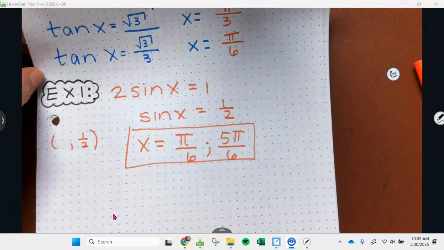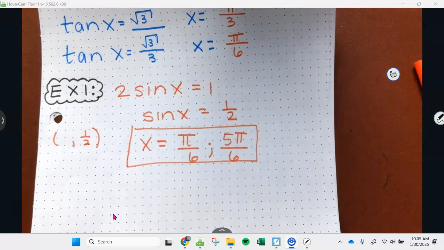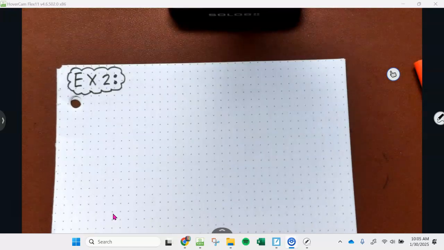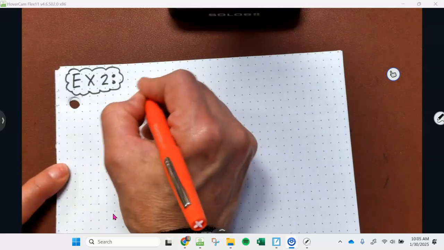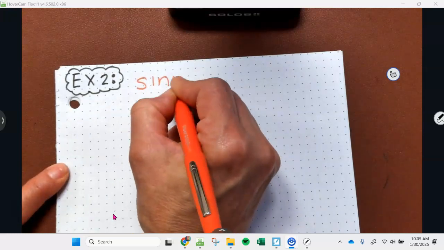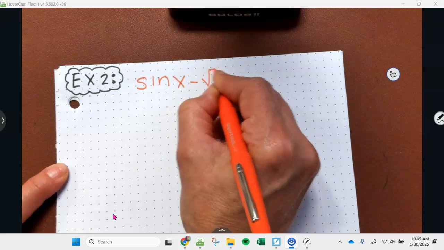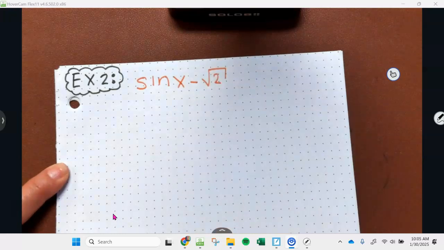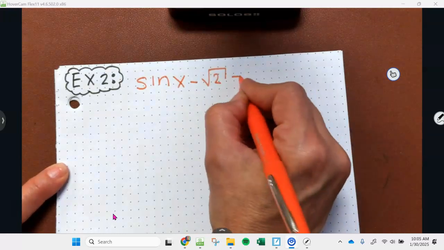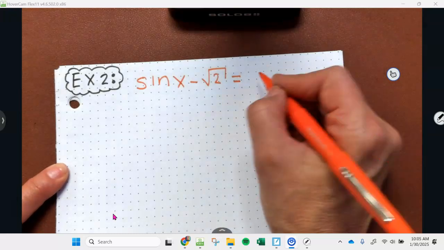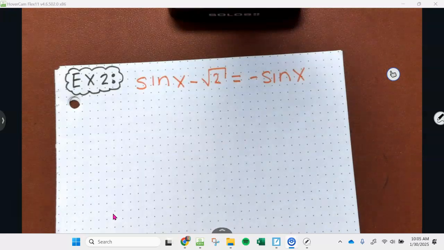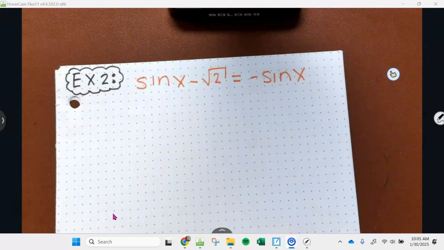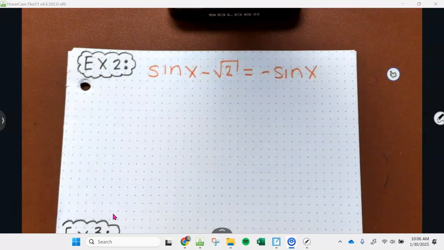All right. Any questions on number 1? Let's take a look at number 2. Let me write down number 2 with you. So number 2 is going to be sine x minus root 2, and then on the other side of the equal sign is going to be minus sine x. So sine x minus root 2 equals negative sine x.